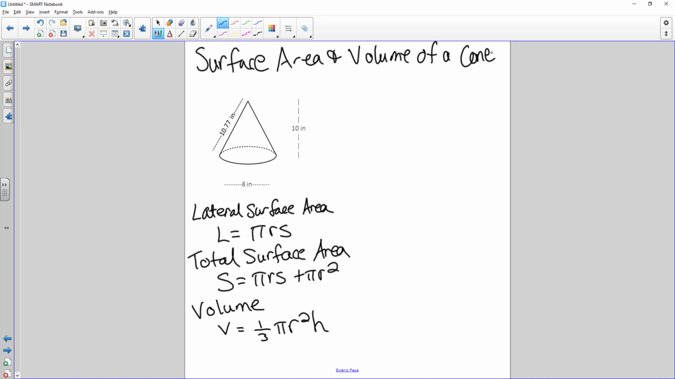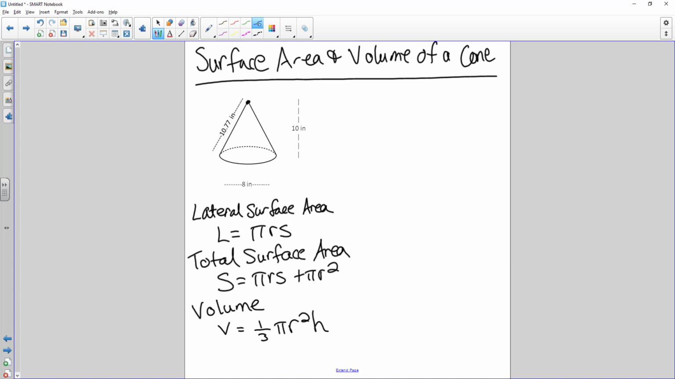So a cone is where I have a circular base, and then every line that goes from the circular base up to a point meets at a peak. So I already have the formulas written out for each of the different things I can calculate.